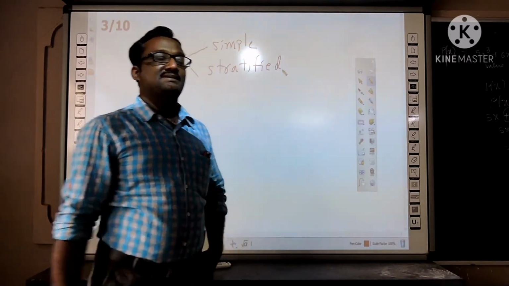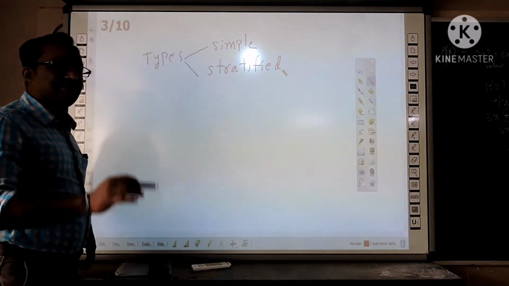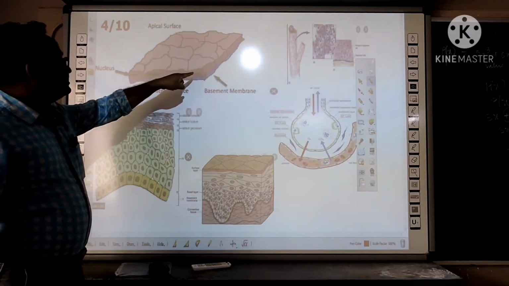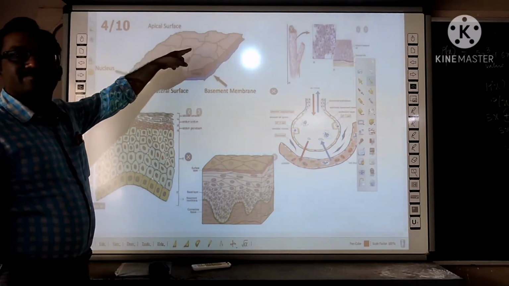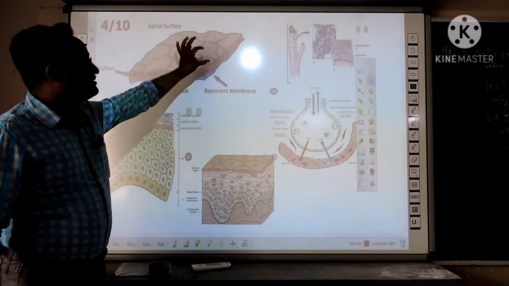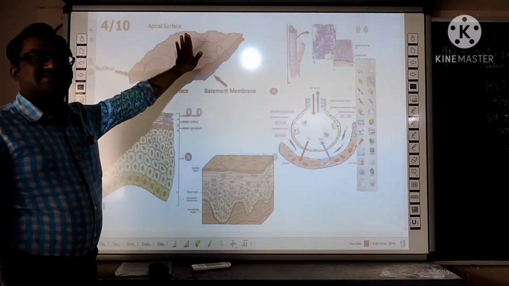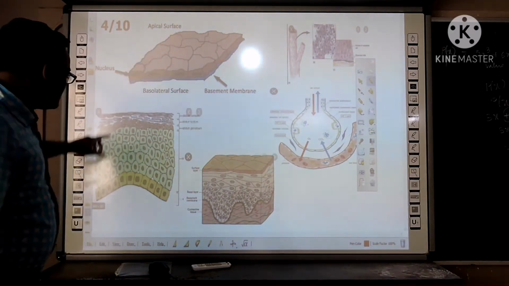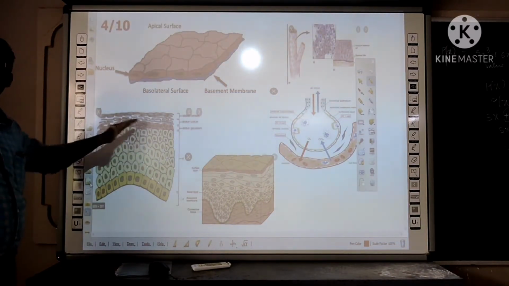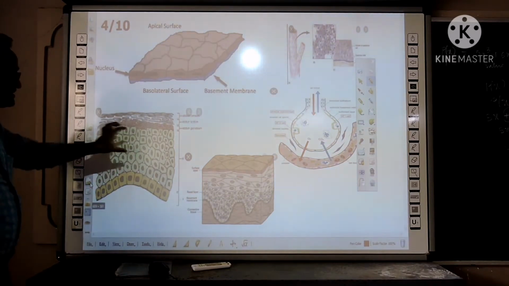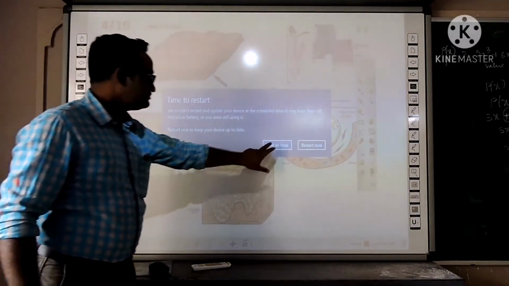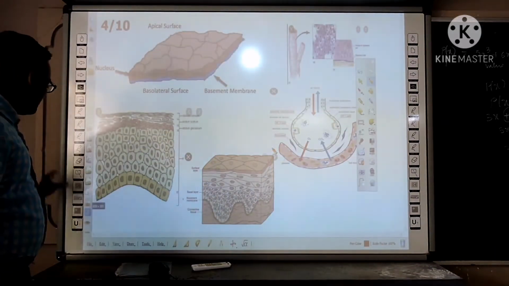Simple epithelium means the cells are arranged in a single layer. You see here, the cells are arranged in a single layer on the basement membrane. This is the simple epithelium. You see here, the cells are arranged in several layers, one above the other. So this is called stratified epithelium.